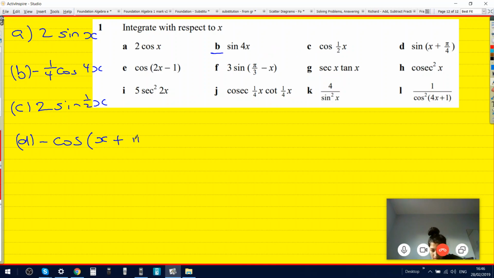Yeah. And what is the derivative of x? 1. Derivative of pi over 4? Nothing. Zero plus C. And so it's just times by 1, so it stays the same. E.